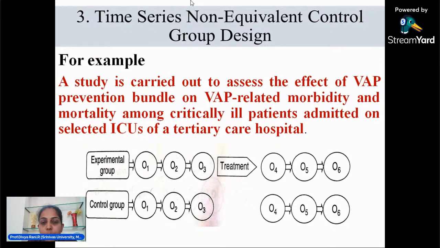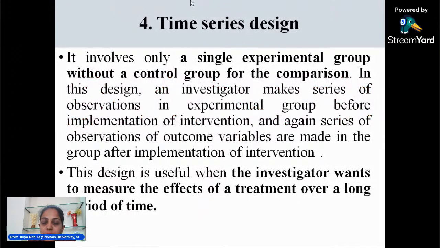After observing for maybe 3 consecutive months, they will give the treatment, that is, prevention measures for ventilator-associated pneumonia will be given to the experimental group. After the intervention, observation will again be done for another 3 months. If the observation is done in a time series like that, then you call it time series observation. Next one is time series design. In time series design, there will be only a single experimental group, but there won't be any control group for comparison.